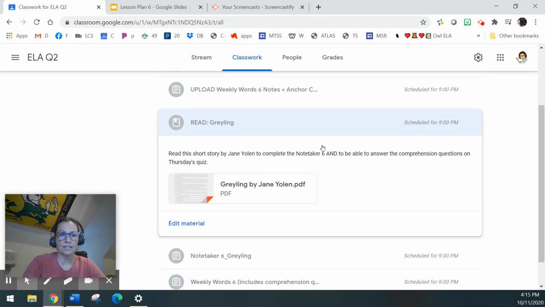You can use the text when you're completing the note taker, and you can also use the text when you're answering the comprehension questions on your weekly words quiz. There's no secrets here. I'm not trying to trick you. Definitely not testing your memory. You can have access to the text just like you would on the EOG. In fact, I encourage it.